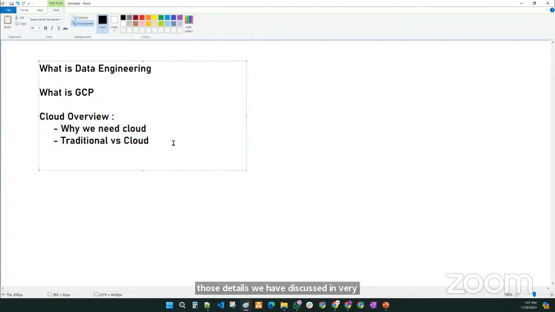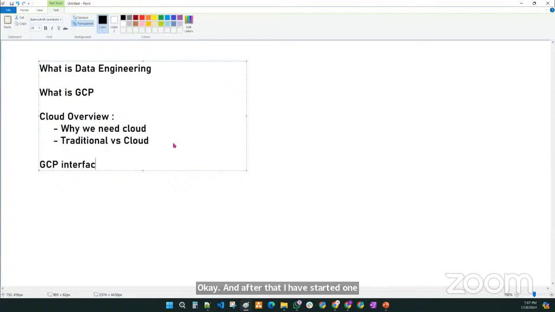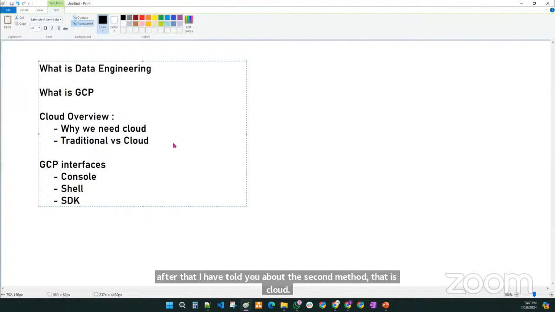After that I started one more topic, that is GCP interfaces. Is it clear or not? Is it correct or not, guys? If you remember, we started with the GCP interfaces. I told you about the first method, that is console. After that, the second method, that is Cloud Shell. And after that, the Cloud SDK.